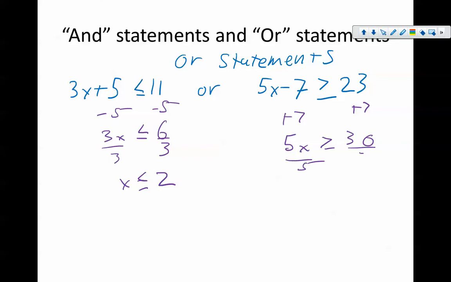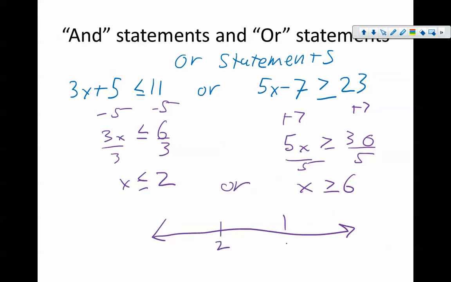And then when I get to the end, because it's an or statement, it just means that when I graph this, I'm putting these 2 things together. So this is 2 and 6. It's closed circle on the 2, closed circle on the 6. The x is less than, so it's this way, and the x is greater than, and it's this way. And that's our last example for this video.